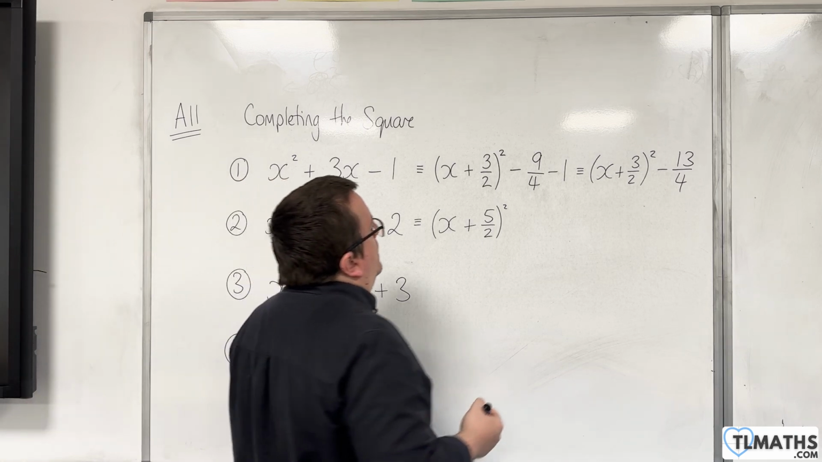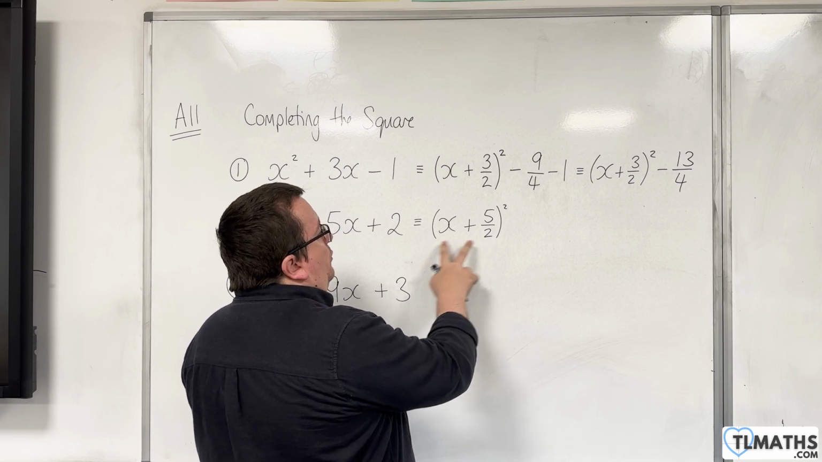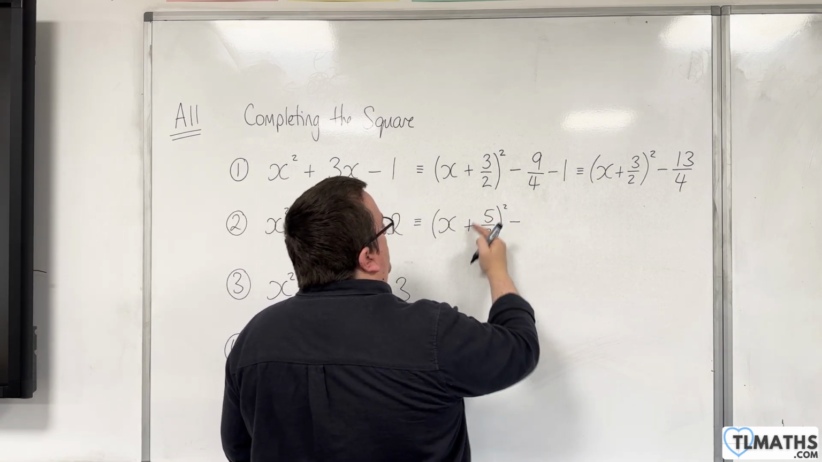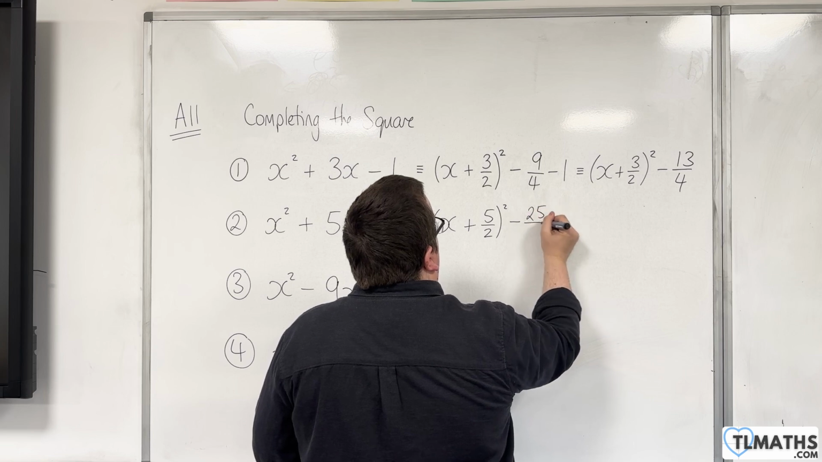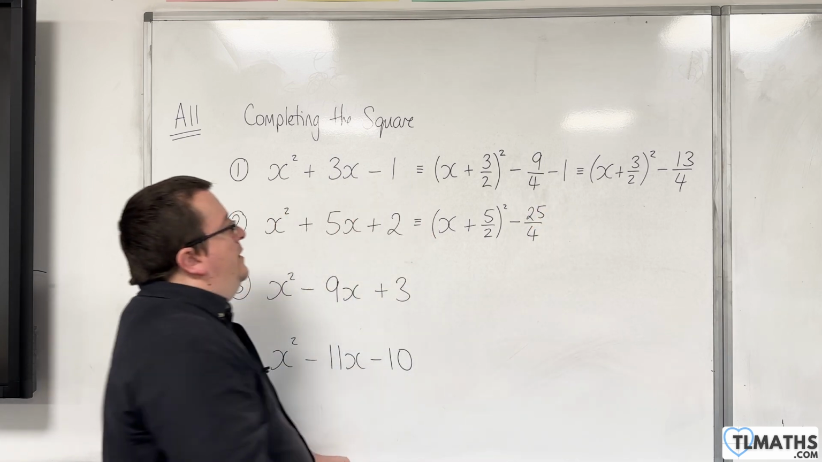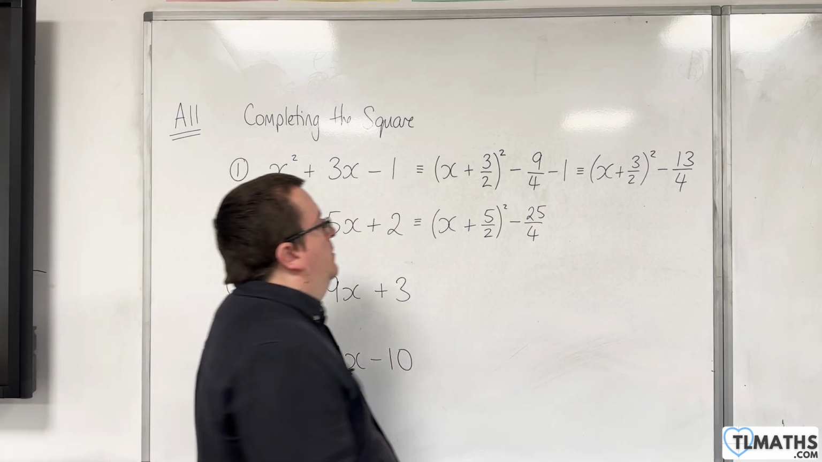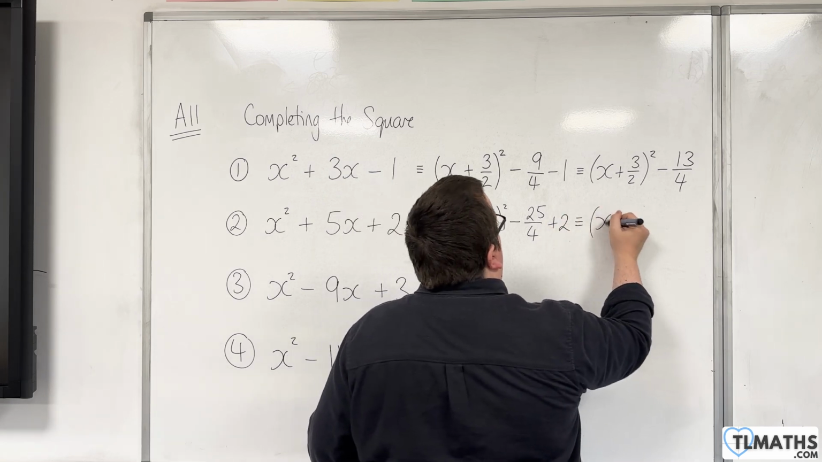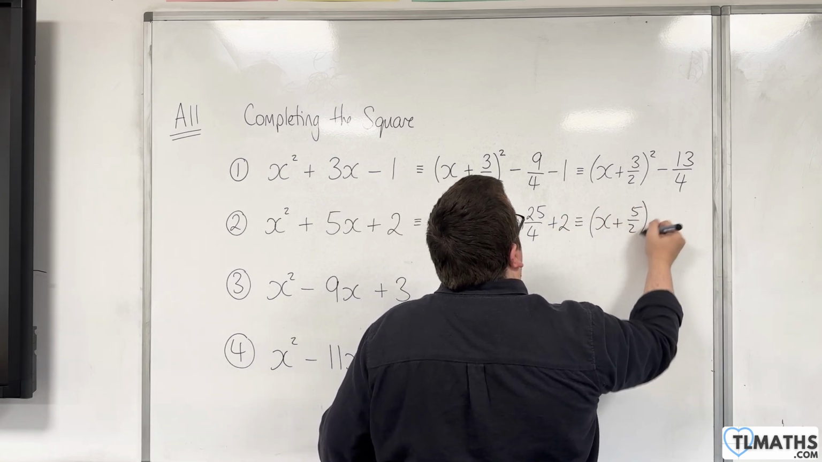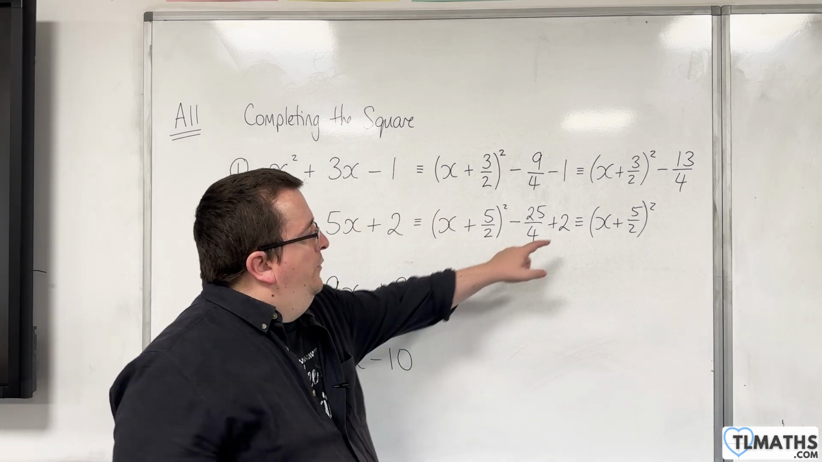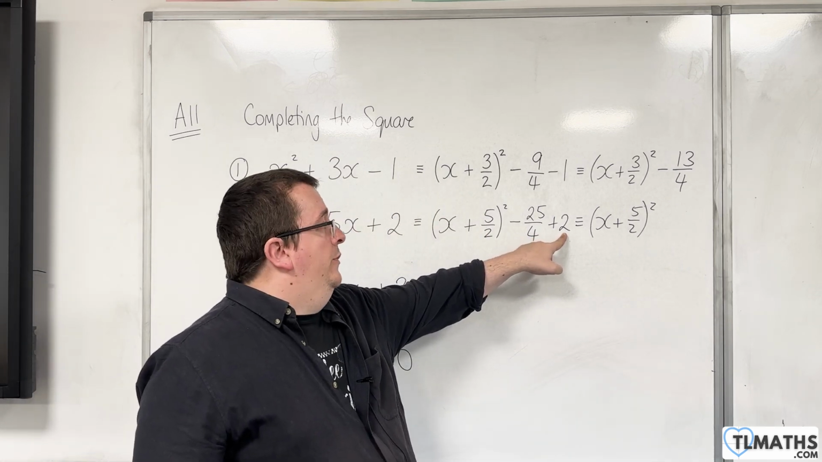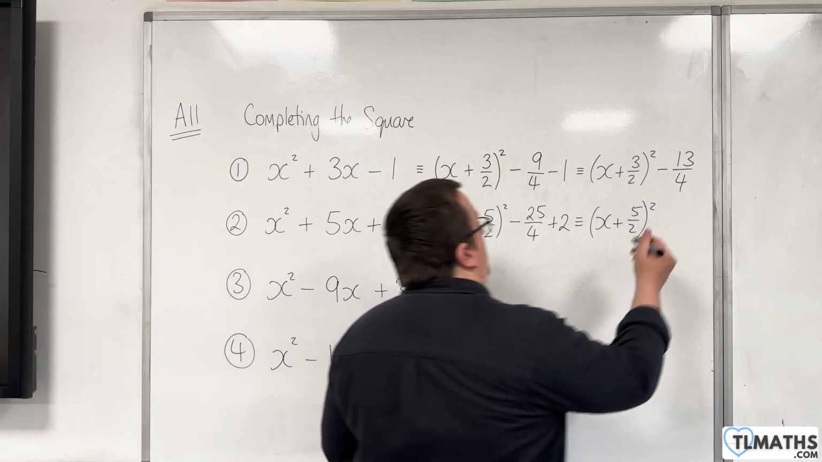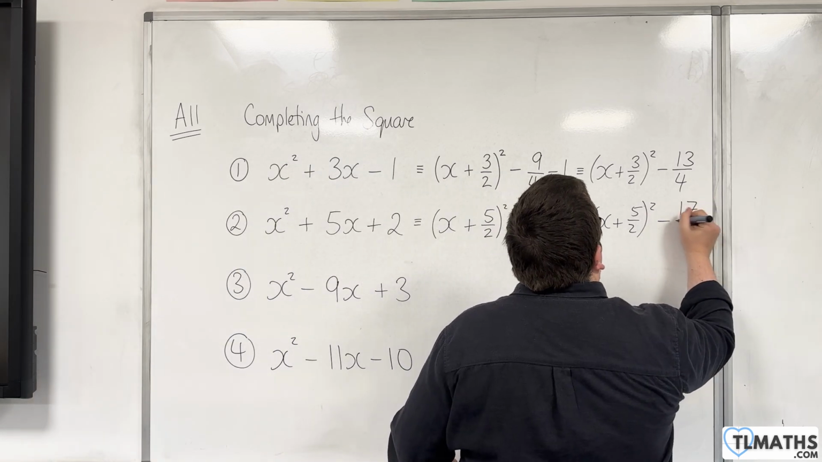Okay? So x plus 5 halves all squared. Then we need to take away this number squared. So we square the top and we square the bottom. And don't forget, we've got plus 2. So we've got x plus 5 halves squared. Now 2 is 8 quarters. So minus 25 quarters plus 8 quarters will be minus 17 quarters.